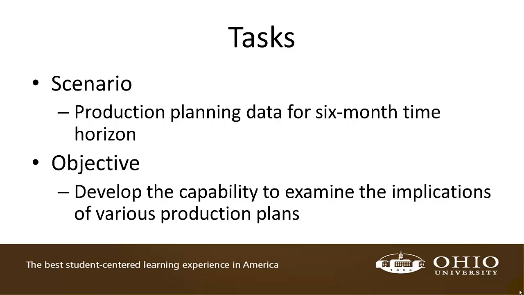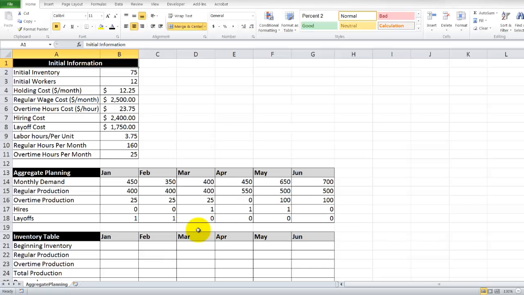The objective here is to develop a capable spreadsheet in such a way that we can examine various production plans, because if you were a production planner, you would have to look at alternatives in terms of keeping your profits high, which usually means lowering your cost and satisfying the customers so you don't have any situations where you are not able to satisfy orders. So let's go ahead and start this learning activity by opening up the starting file.